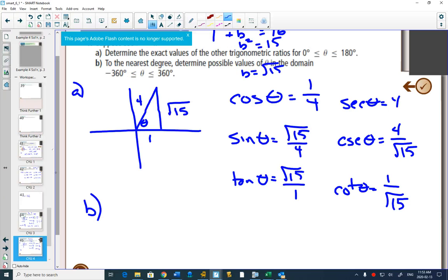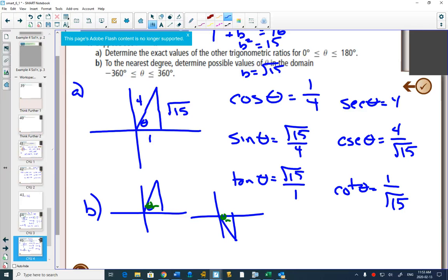Okay, so in B, what Carson mentioned before is it could be in quadrant 1, right? Or it could be in quadrant 4 with the same reference angle in both. We're not going to rewrite those other ones. We want to now find the angle.